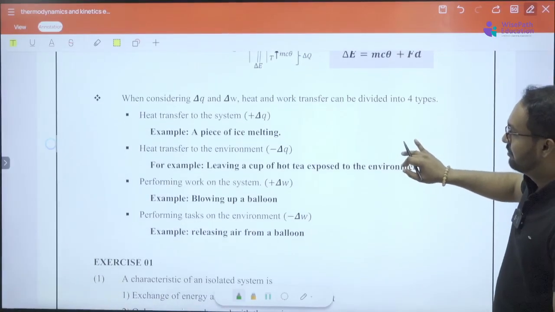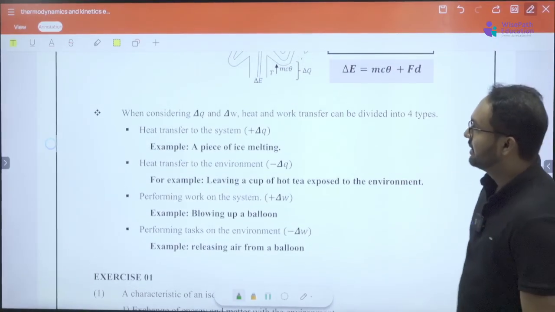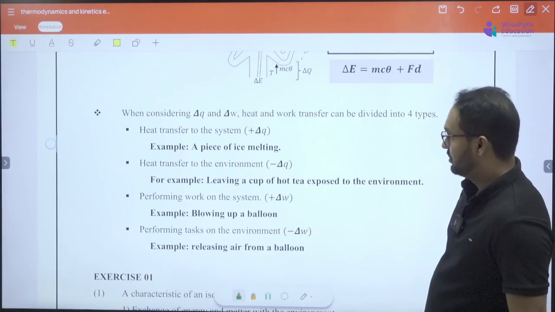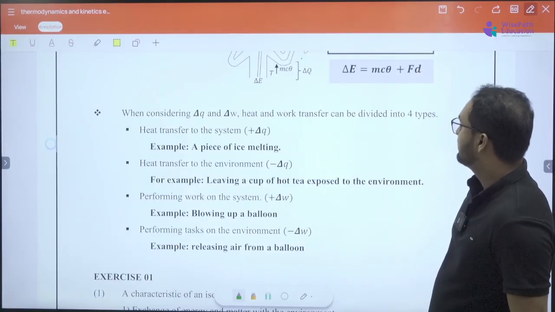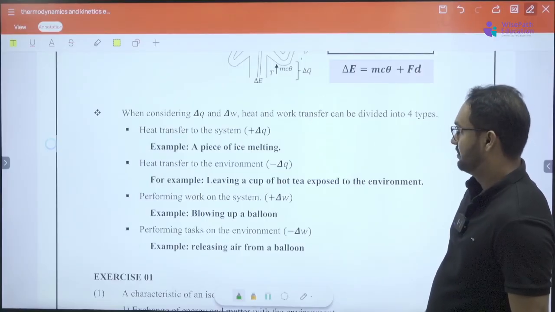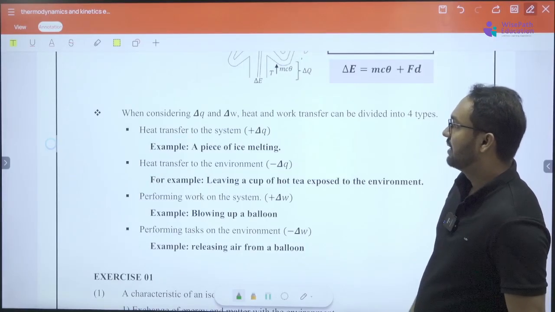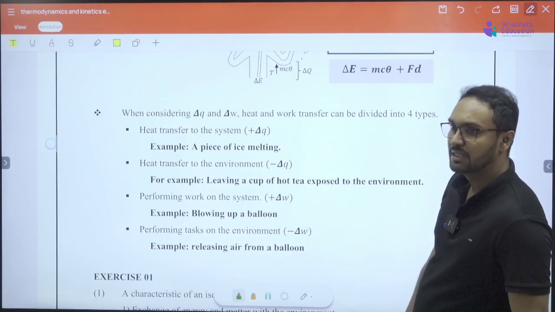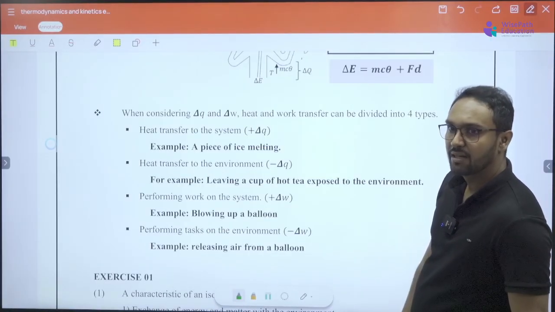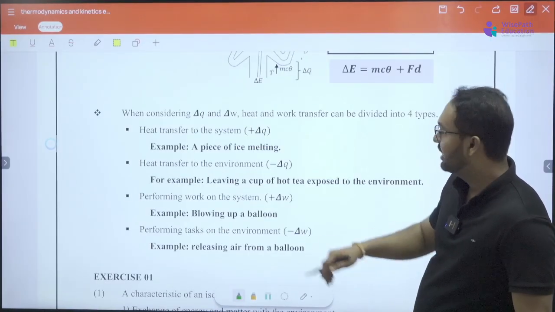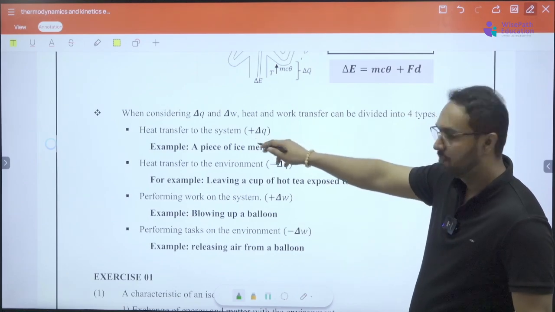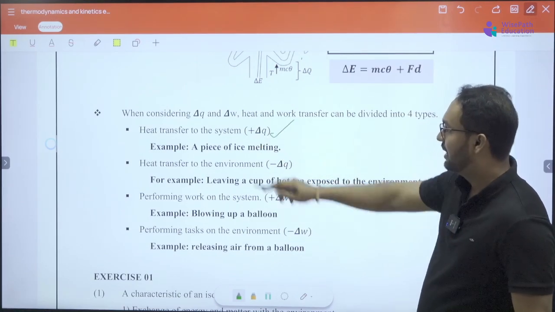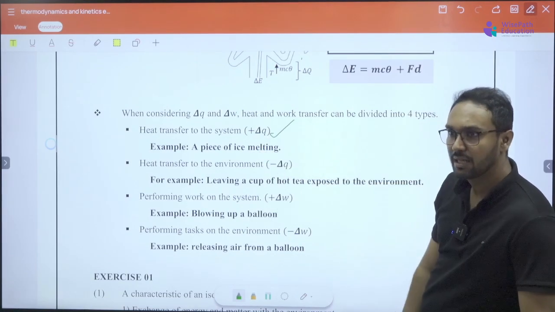And now this is important. When considering delta Q and delta W, work transfer can be divided into 4 types, right? One is heat transfer to the system. Heat transfer to a system, we take the delta Q as plus. This is important. Example, a piece of ice melting.